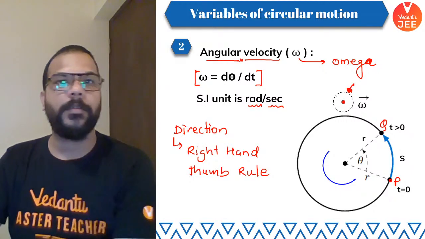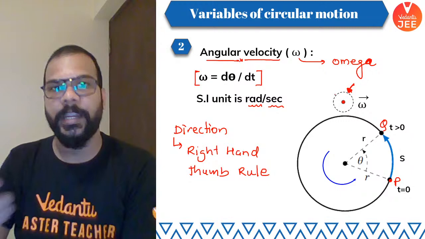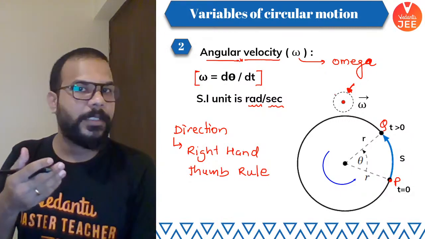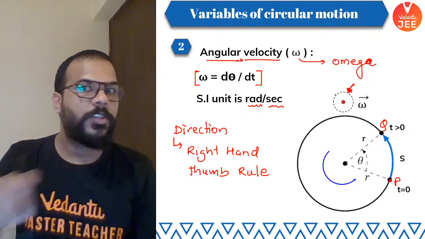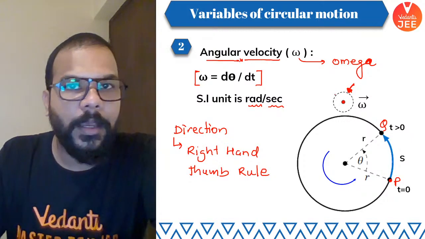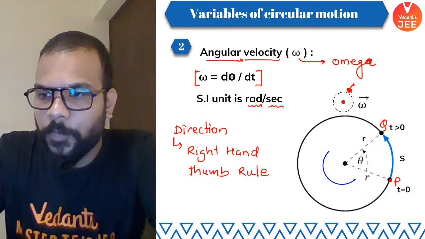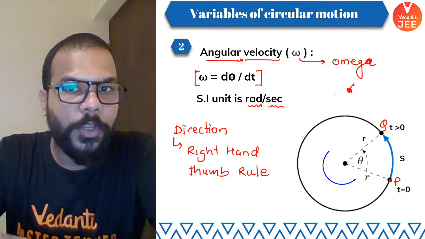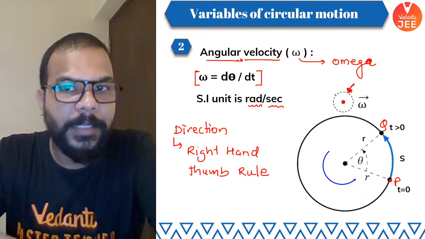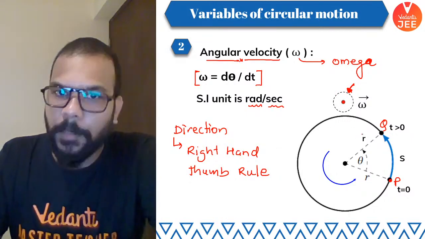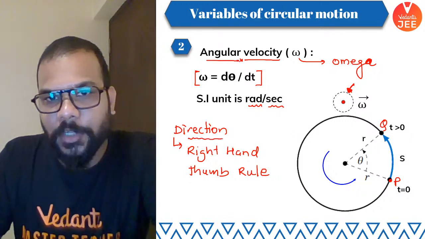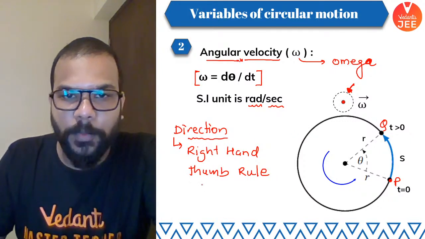So apart from the vectors that we usually represent, a vector that is coming out we represent by a dot. A vector that is going in, you will represent by a cross. And the same thing will be applicable for your angular displacement vector also. Means the right hand thumb rule is applicable to find the direction of theta as well as omega.